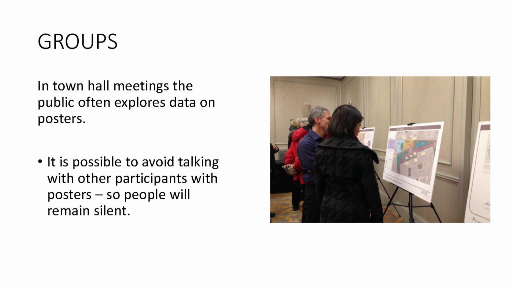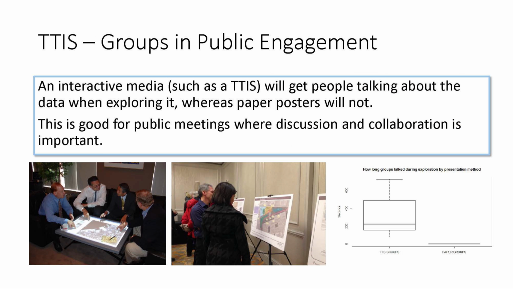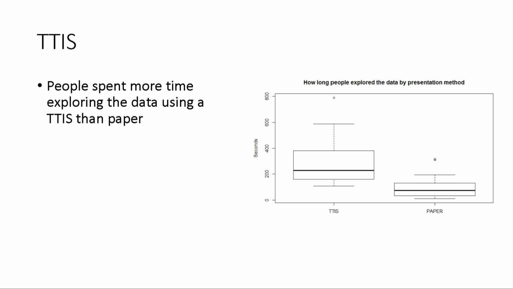In town hall meetings, the public often explores data on posters, as this picture shows. But it's possible to avoid talking with other participants when you have posters, so people just generally will remain silent. Interactive media, such as a tabletop interactive surface, will get people talking about the data when exploring it, whereas paper posters will not. This is good for public meetings where discussion and collaboration is important.